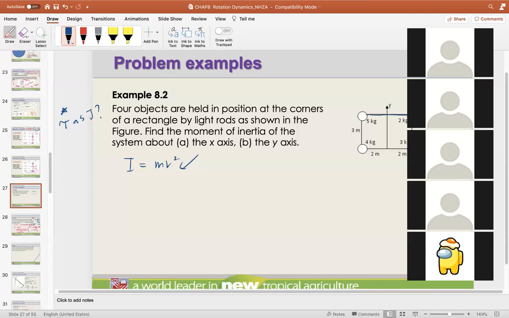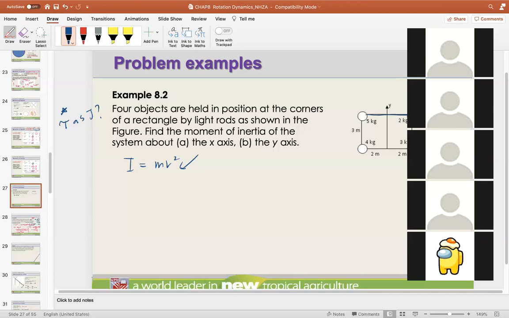Remember that our torque equation is RF, right? And the length of R is from the axis of rotation sampai ke force, right? From the axis of rotation to the force applied.